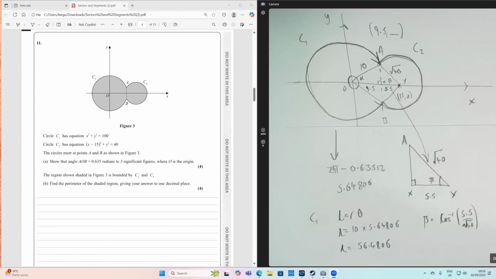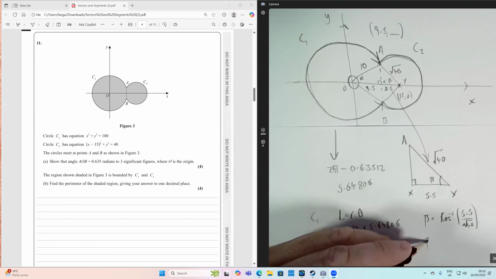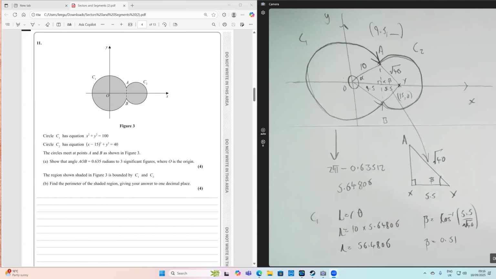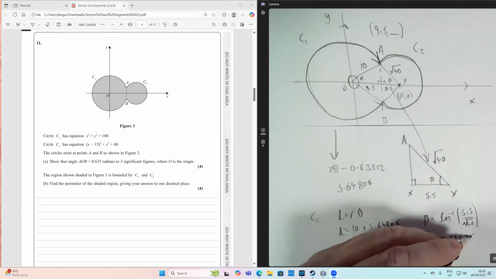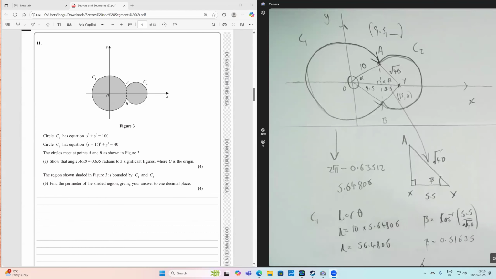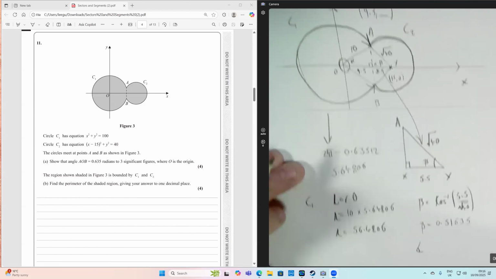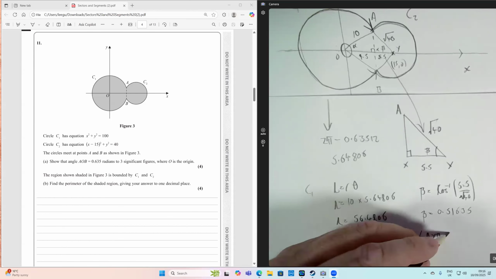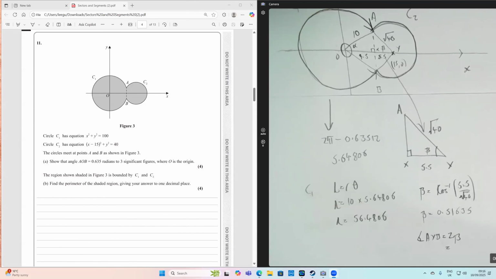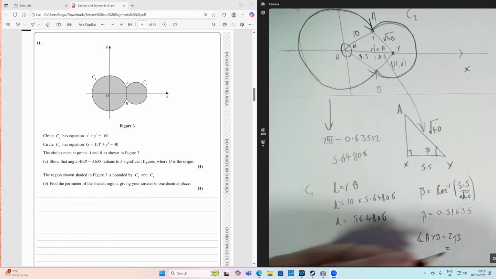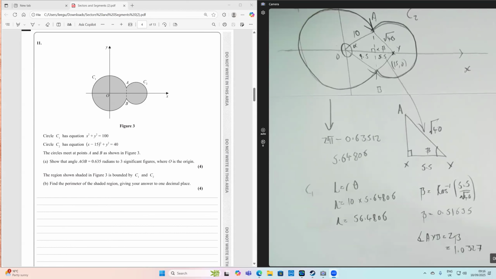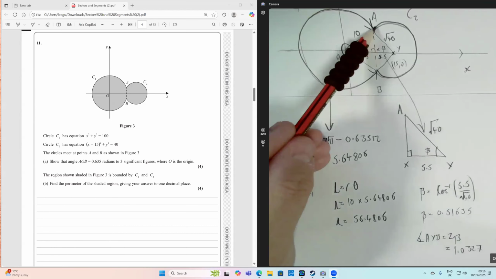Okay, that gives us that beta is equal to 0.51635. So therefore our angle, which is going to be called angle AYB, is equal to 2 times beta, which is going to be times by 2, 1.0327. So we now know this angle AYB. So we're now in a position to find the arc length here.